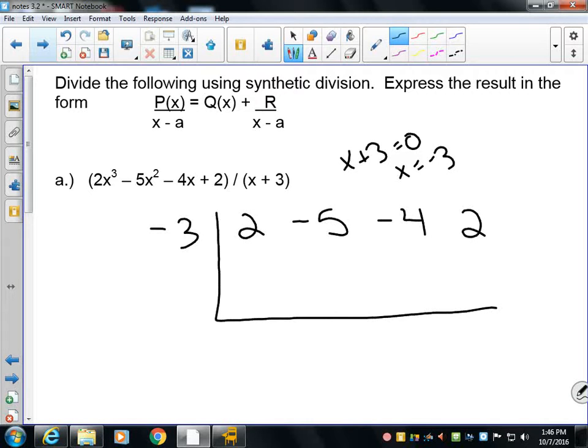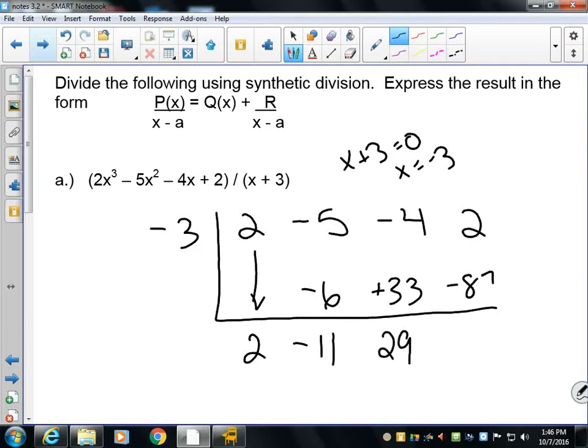How do we start? Do you remember, Demara? Drag the 2 down. Then what do we do? Negative 3 times 2 gives us negative 6. Now what do I do? Add negative 11. Now I get positive 33. That gives me 29. Whew. And negative 85. What's this negative 85? That's my remainder.